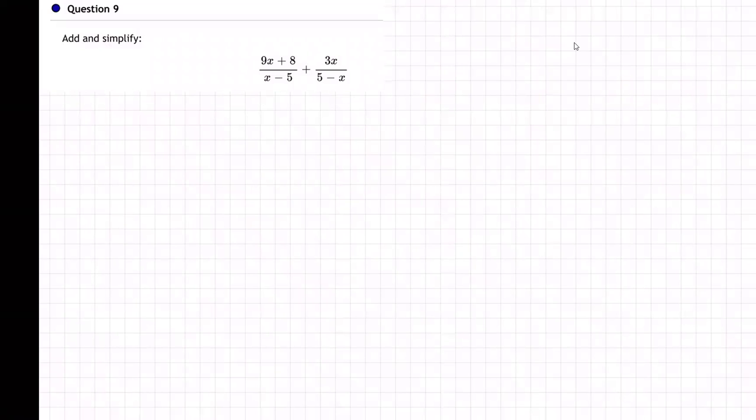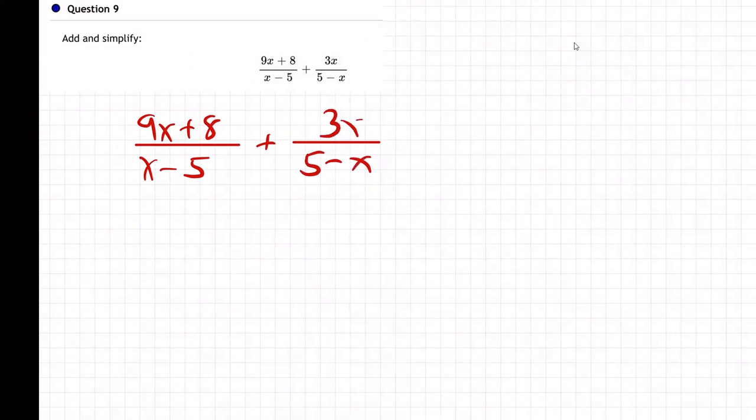Okay, so on this question, we are adding and subtracting fractions. Let me bring it over here real quick. The trick on this one is, I'm sure you noticed that the two denominators are the same, except they're in the opposite order. So you've got to make them be the same order. What's going to do that? Well, you multiply top and bottom by -1.